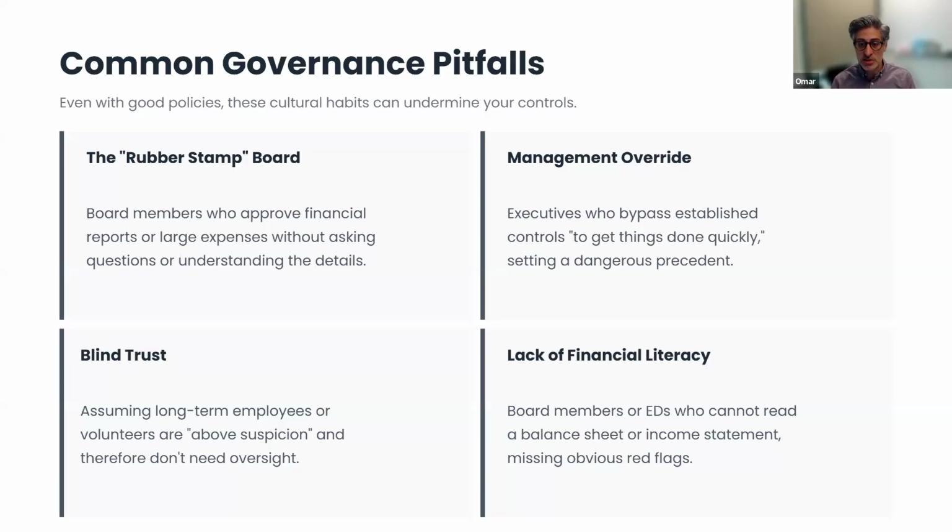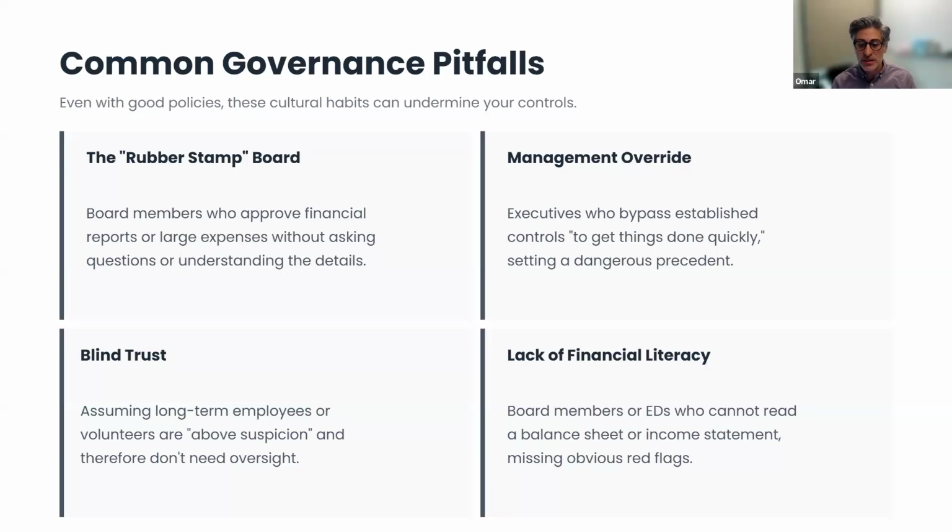Management override is another situation that is important to monitor. So executives who bypass established controls to get things done quickly. This sets a dangerous precedent. Yes, you want to move fast. You have a lot of work to do. You have limited resources and time, but there is a reason for the controls to be set up in such a way that the segregation of duties exists.